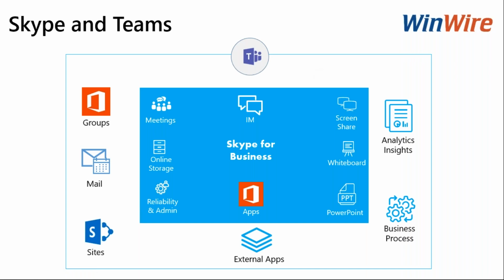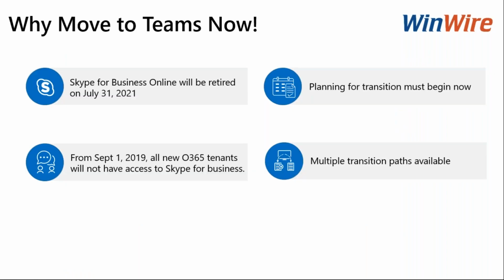I won't spend much time on this, but why do we need to move to Teams now? Skype for Business Online will be retired on July 31st, 2021. Whoever is using Skype for Business Online across the organization needs to plan for it right away. And beginning September 1st, that is 2 days from now, any new Office 365 customer who is onboarding onto Microsoft as a tenant will not have Skype for Business, I'm sorry, they will only have Teams for communication and collaboration.